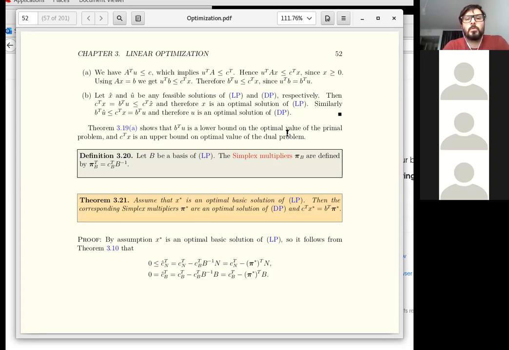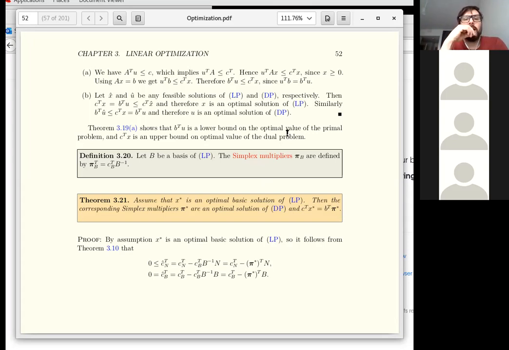So we define the so-called simplex multipliers. And these simplex multipliers, when we have a basic solution and we have a basis for the linear problem, we can define as simply the cost vector's B part times the inverse of the basis. It will soon become apparent why we do this.